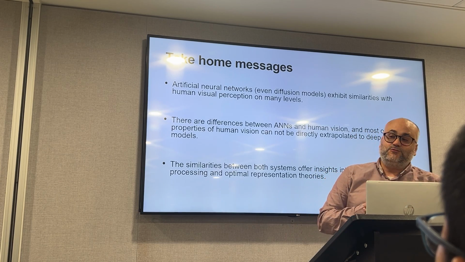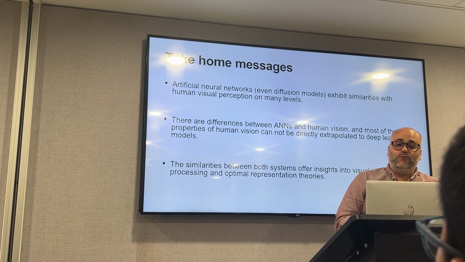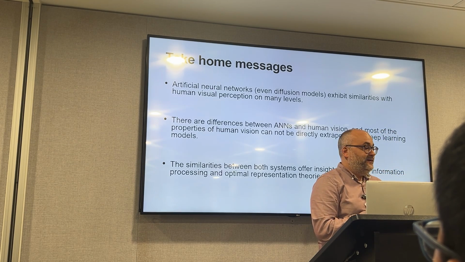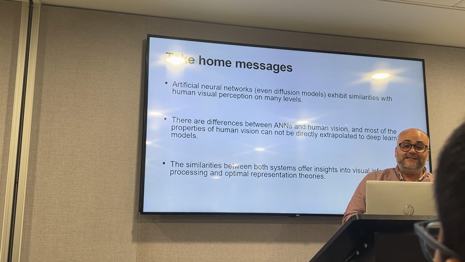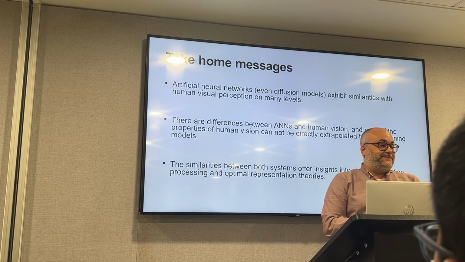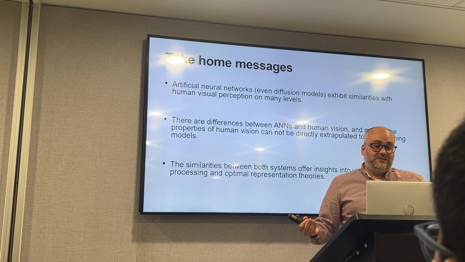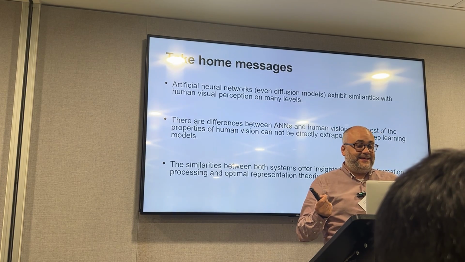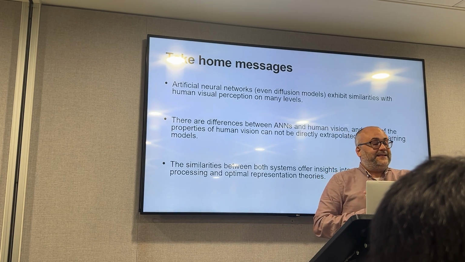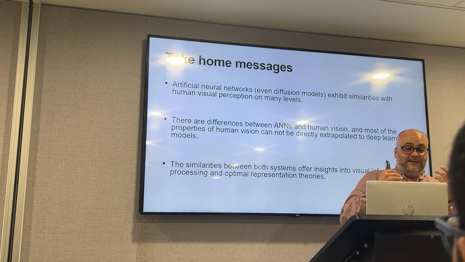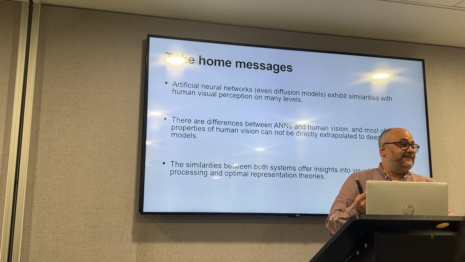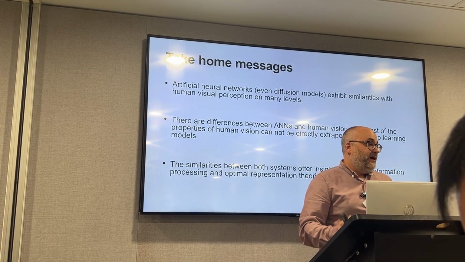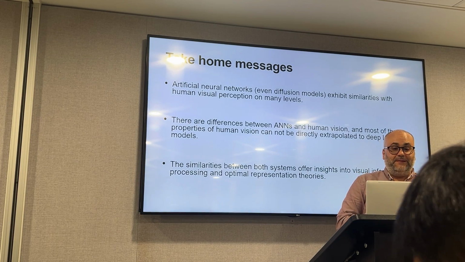The first one to know is that artificial neural networks, even diffusion models nowadays, do exhibit similarities with human perception at many levels. Of course, there are differences between these ANNs and human vision, and most of the properties cannot be directly extrapolated, but the similarities between both can offer insights on how visual information processing works and help develop optimal representation theories.